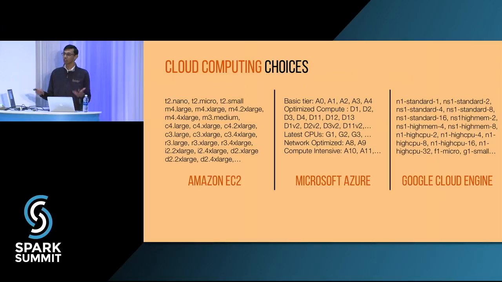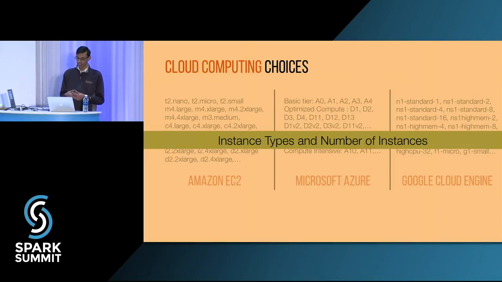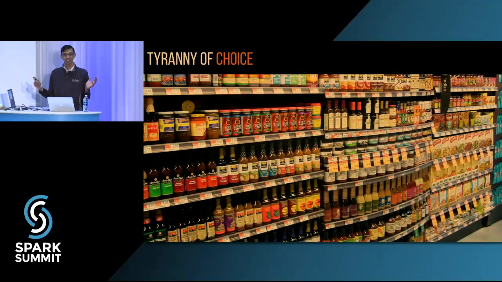But let's say when we choose an instance type, we are still not done because we also need to choose the number of such instances that we want to run. And the calculation of this is often really challenging, and it leads to this tyranny of choice, where users have a huge number of choices on what they can use, and it's often very difficult for them to figure out what makes sense for the particular workload that they want to run.